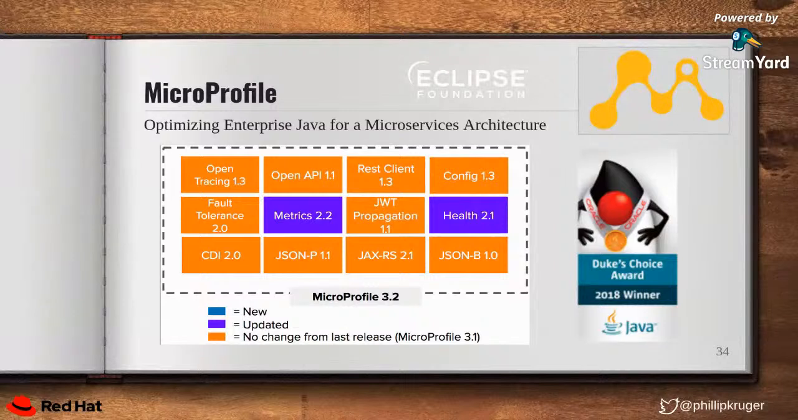The building blocks of MicroProfile are APIs that exist in Java EE or Jakarta EE: CDI, JSON-P, JAX-RS, and JSON-B. And then there's a whole bunch of APIs on top of that that enable microservices-type architectures, like fault tolerance, metrics, health, and so on.